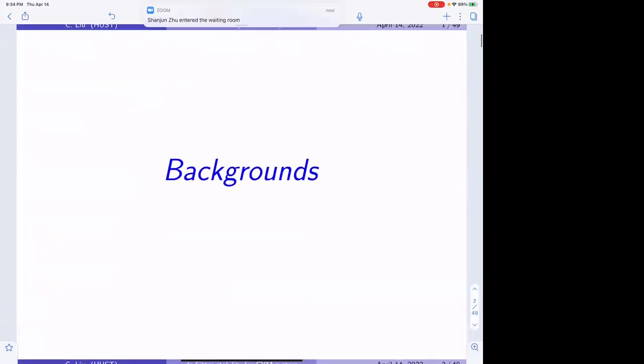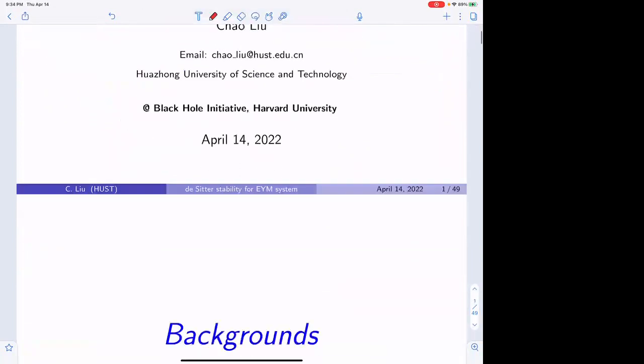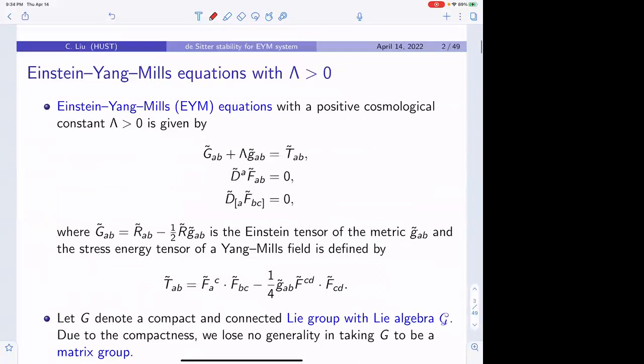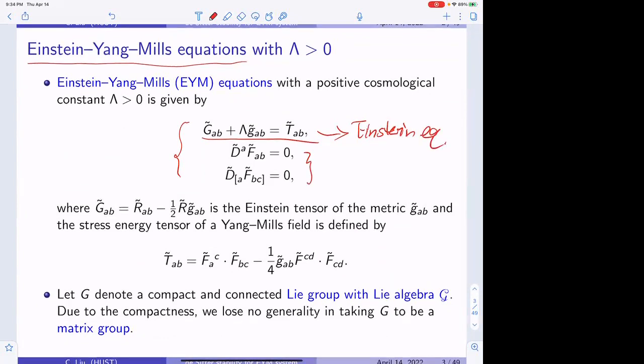Okay, let's get started. Since our topic is about the Einstein-Yang-Mills equation and also about the de Sitter solution, let's review some basic concepts. The first one is the Einstein-Yang-Mills equation. It is usually given by this system. The first one is the Einstein equation, which I believe everyone is very familiar with, and the second and third are the Yang-Mills equations.